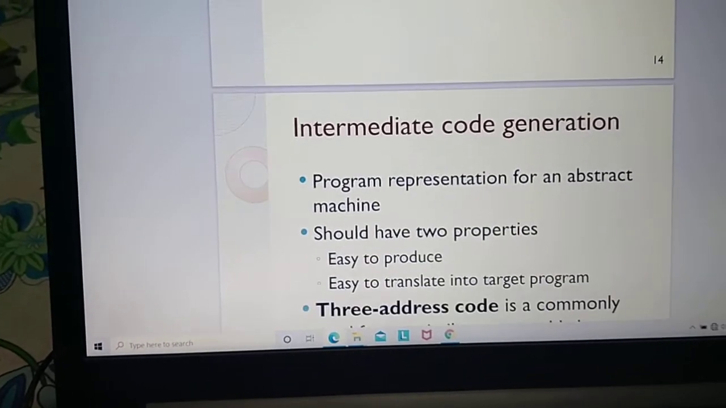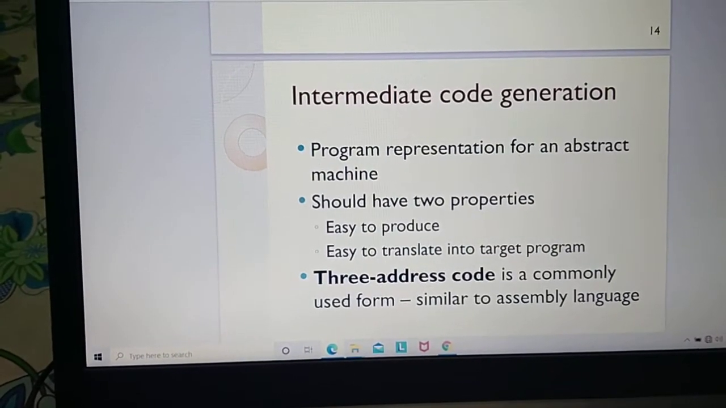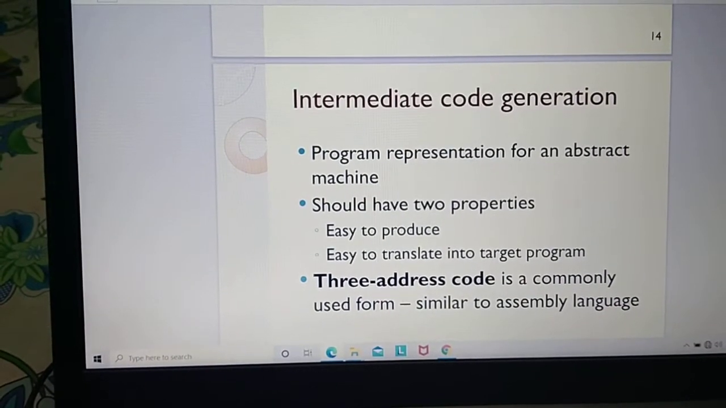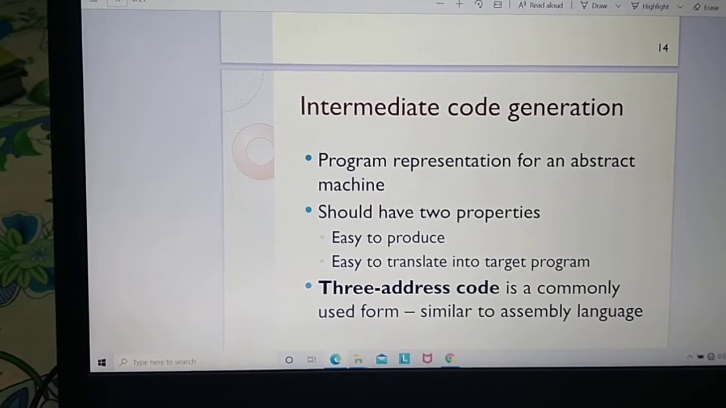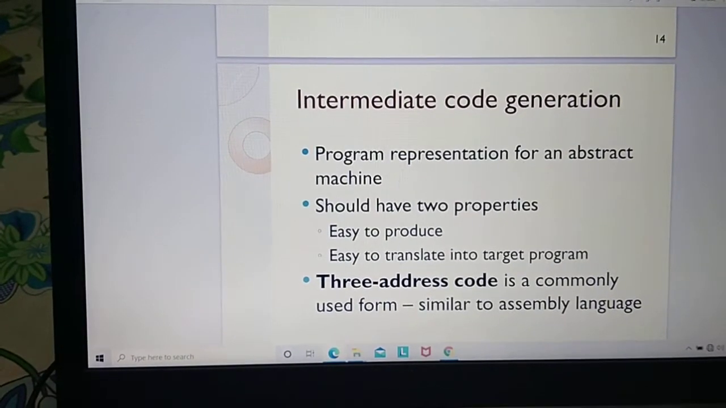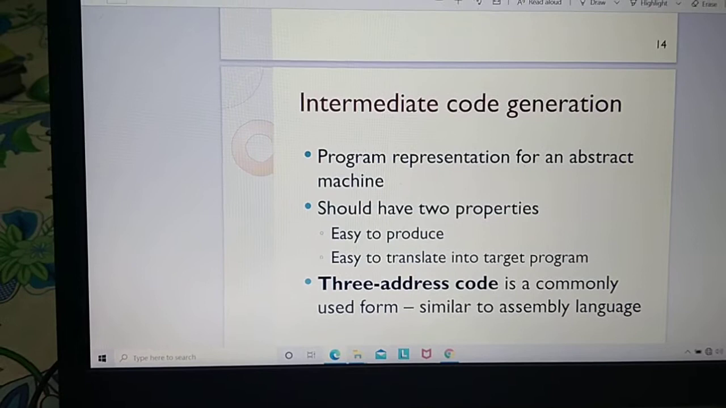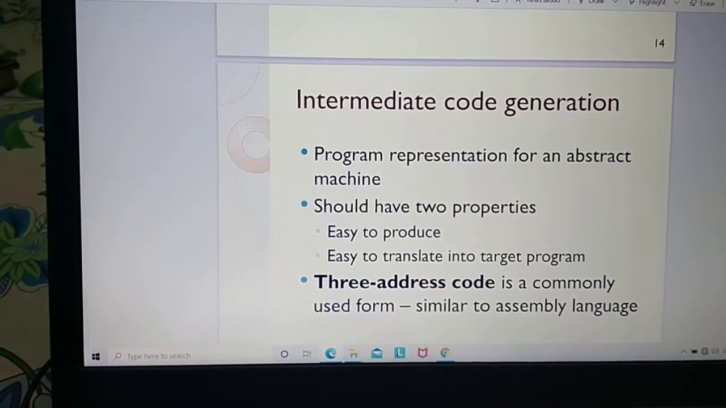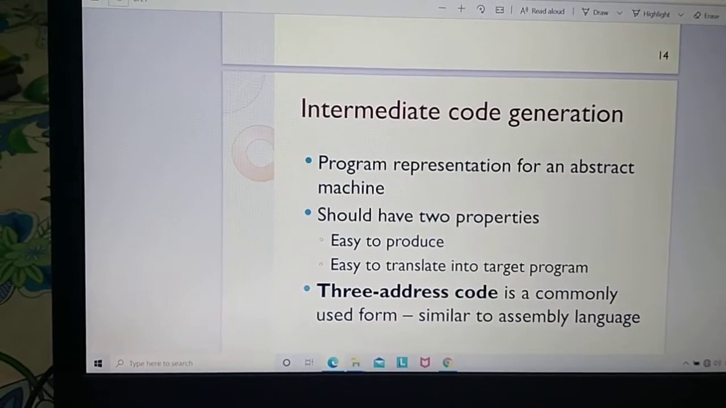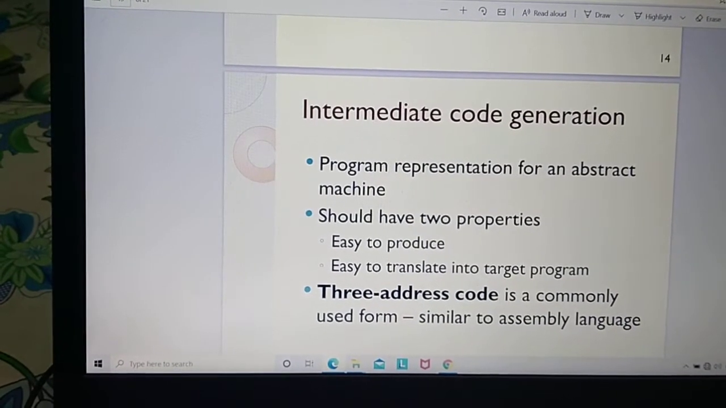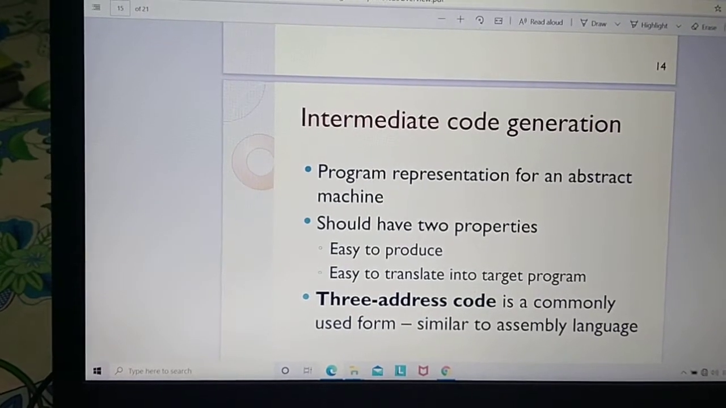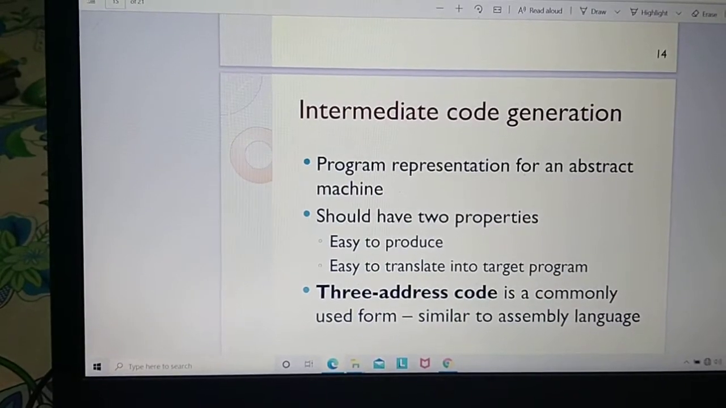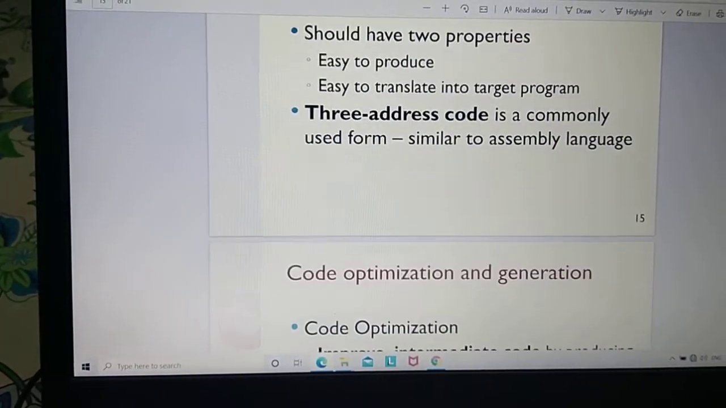Now, the next phase is the intermediate code generation, which is the first phase of the synthesis. Here is the program representation for an abstract machine. It should have two properties: first, it should be easy to produce, and second, it should be easy to translate into the target program. Here the 3 address code is generated. 3 address code is a commonly used form of intermediate code, which is similar to assembly language code. About the 3 address code we will discuss during the intermediate code generation phase.